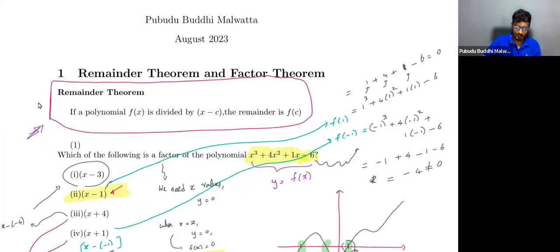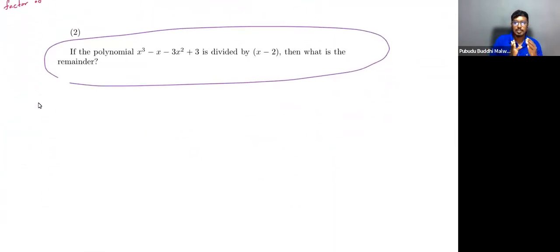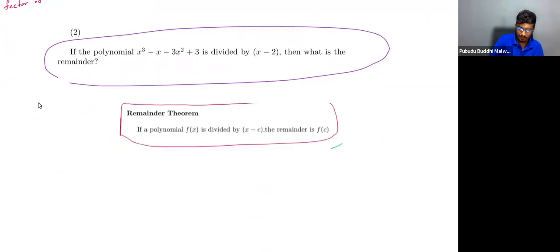We can connect this idea with the factor theorem actually. I'll show you with a different example. You can connect the factor theorem and the remainder theorem. So you will see that here. Now, let me write that idea. If a polynomial f of x is divided by x minus c, then the remainder is f of c. So let me write remainder r equals f of c.